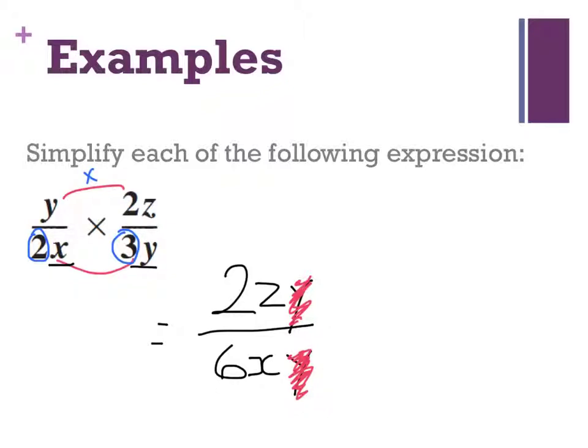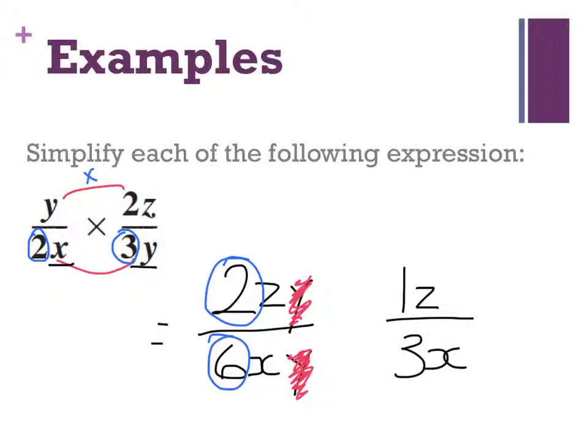And again, we ask ourselves, is there anything else I can do? Are there any numbers that go into 2 that also go into 6? That means I can simplify. 2 and 6, it's 2 again. Now I can write 1z on 3x. How I did that is I asked myself, how many times does 2 go into 2? Once. How many times does 2 go into 6? 3 times. But again, we know we don't write 1z.